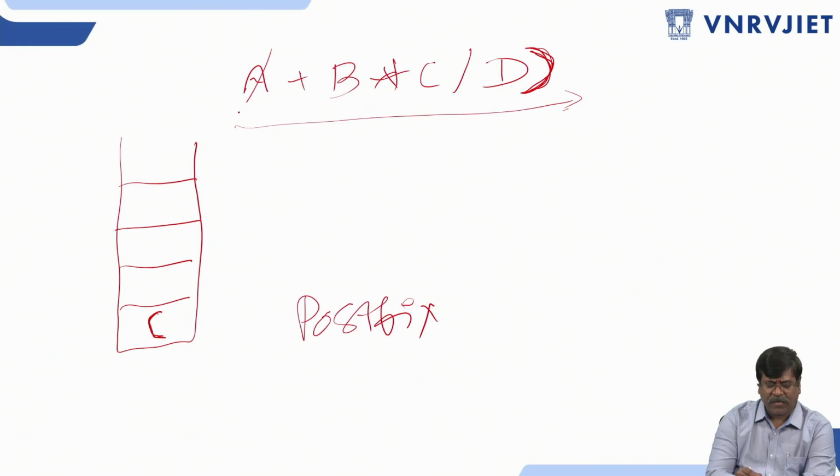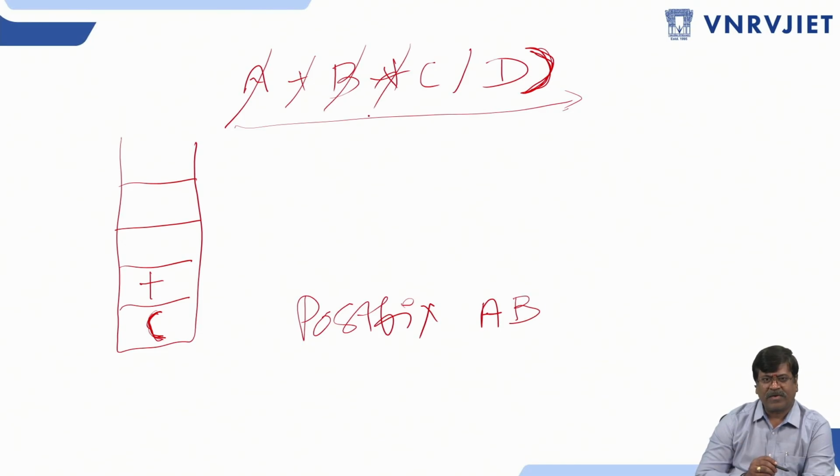So first I am encountering one operand, A. Whenever I get an operand, I simply add it to the postfix expression. The next one is I encountered plus. On top of the bracket, any operator I can push. There is no problem, so I am pushing it onto the stack. Then I am encountering operand B. That operand I can simply add to the postfix expression.